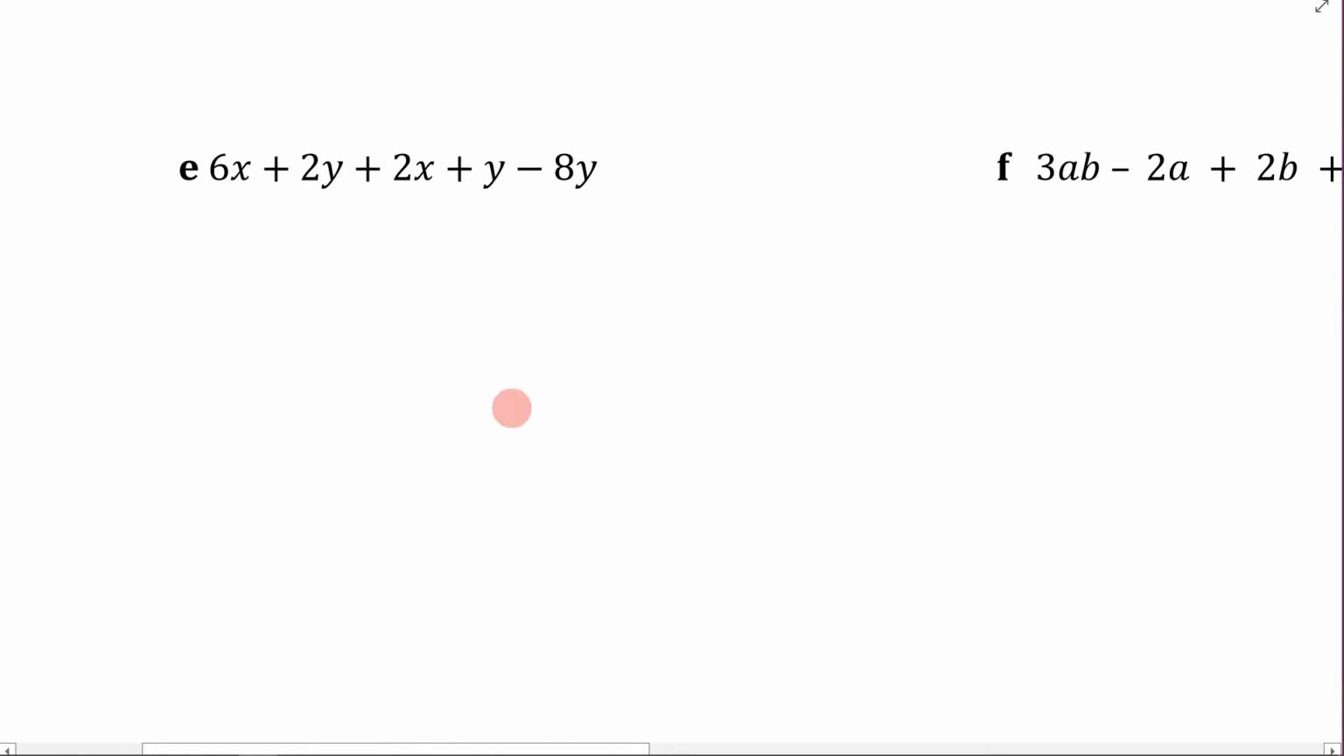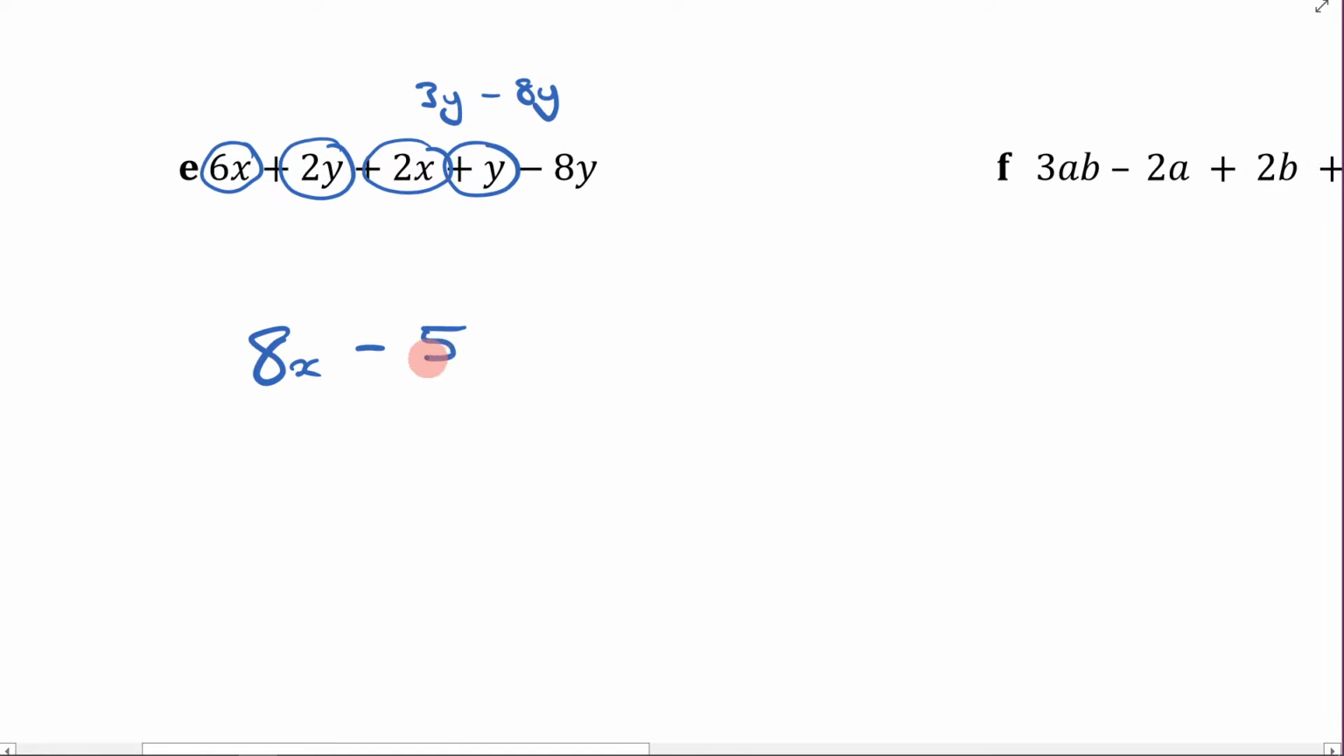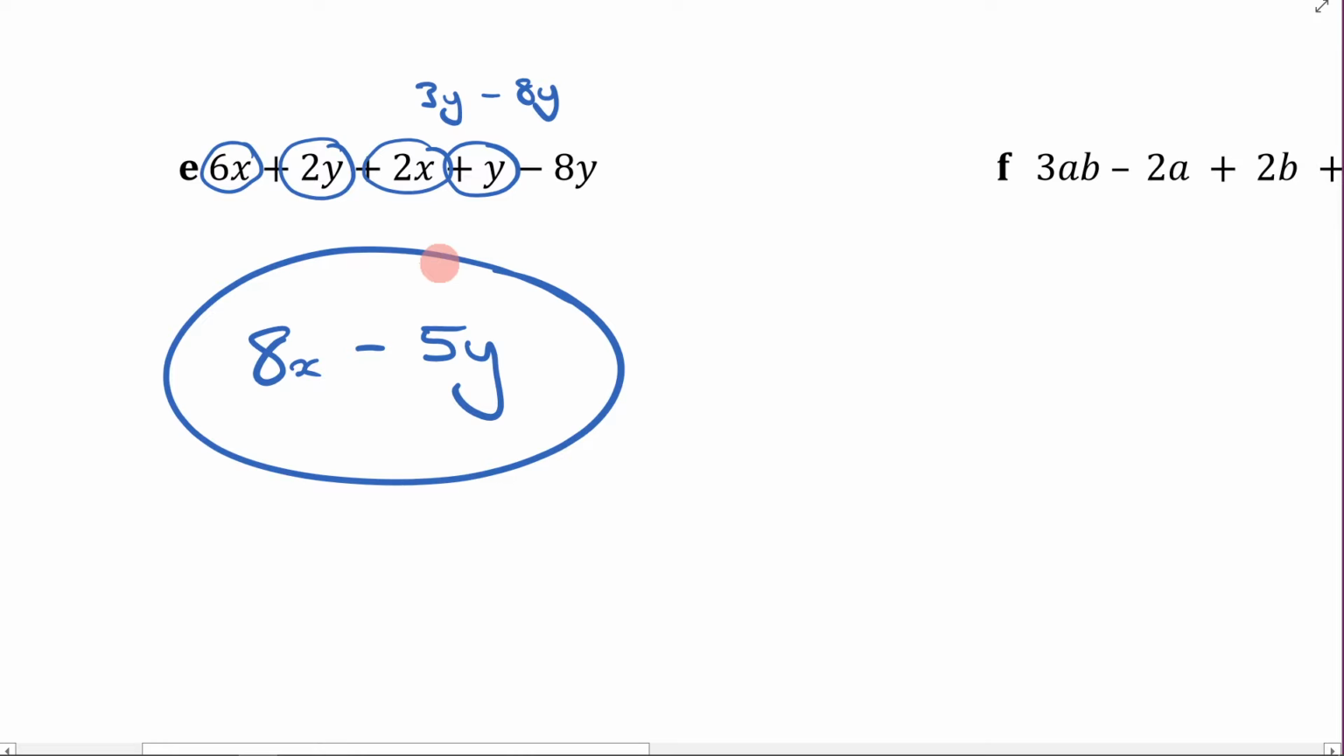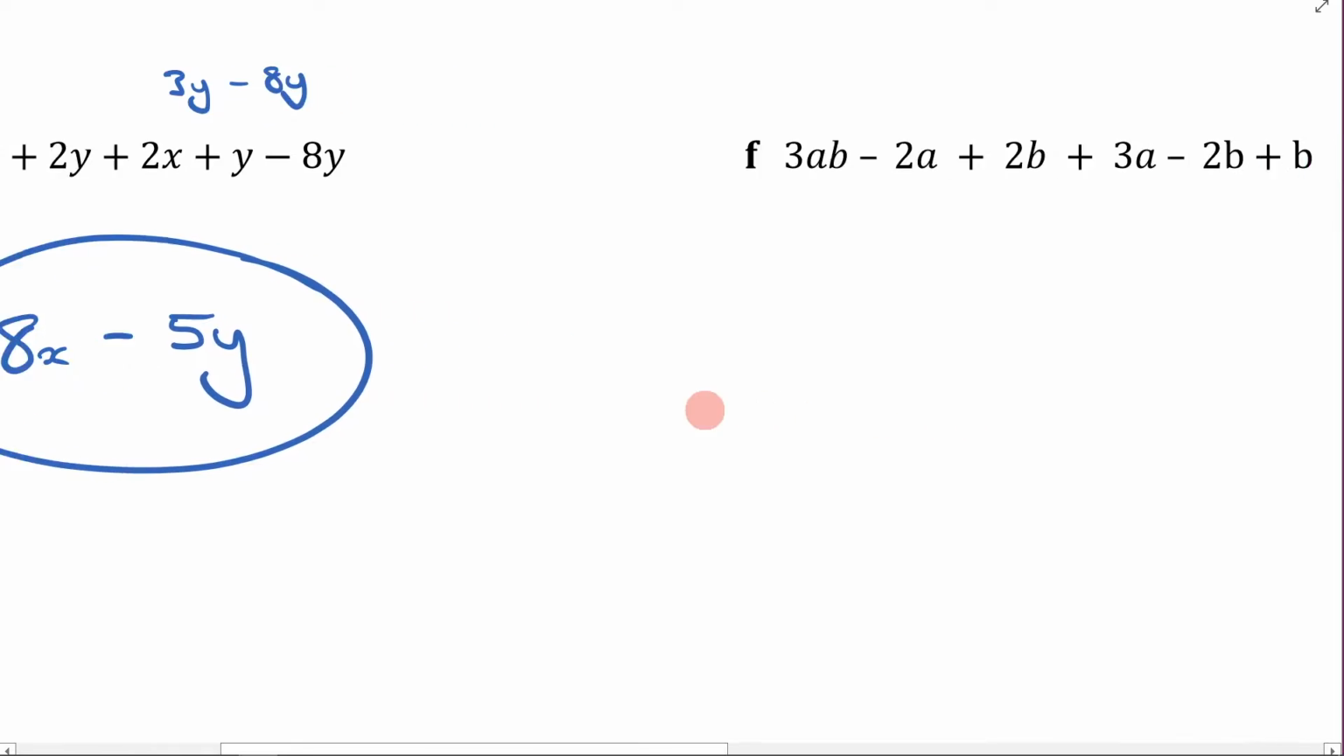What's this one going to be? This is going to be 6x plus 2x is 8x. And then 2y plus y is 3y. So this is 3y minus 8y is minus 5y. There we go. Perfect. Let's now keep on going.